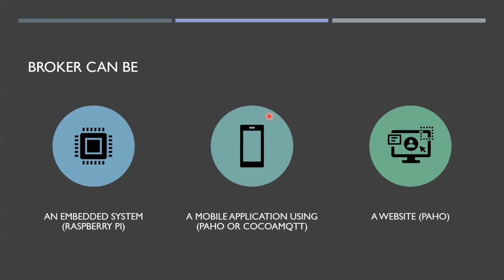The broker can be an embedded system, maybe using a Raspberry Pi, and then you have the server IP of that Raspberry Pi with some authentication. It could be a mobile application using something called Paho or CocoaMQTT or Kuzzle MQTT. I don't know how to pronounce it, to be honest. This one is used for Android, and this one is used for iOS devices. A website using Paho. If you don't know Paho, you need to go and look for it. It is the implementation of MQTT in different programming languages, maybe Python, Java, JavaScript, C, C++ for embedded systems, and so on, even for Android.